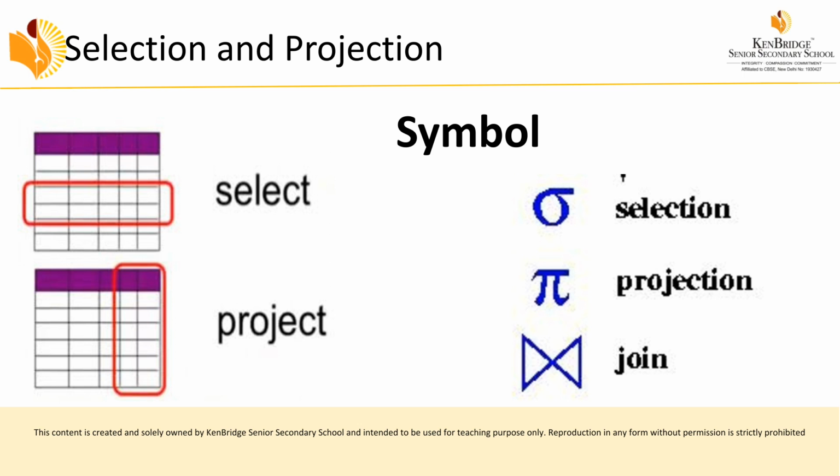Here I have given the symbols of selection and projection. For selection we use this symbol; the name of the symbol is sigma. Pi is used to denote the projection operation. And join you have to show like this: you just draw a capital X and close it, or else draw a play button in the opposite direction. This is the symbol of join.